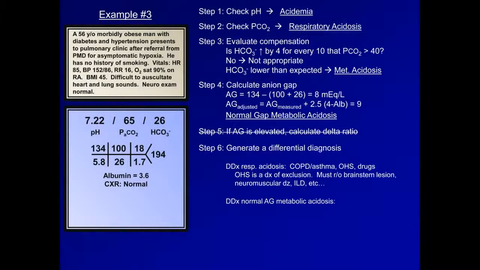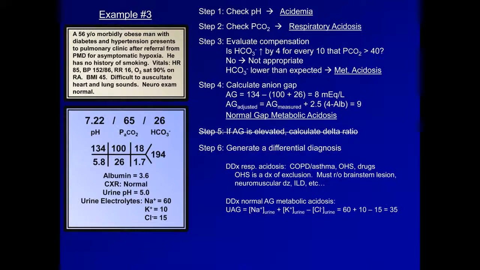Returning to the patient, we see that the potassium is a little high at 5.8. We check the urine pH and see it is 5.0. Next is the urine anion gap, which is calculated as urine sodium plus urine potassium minus urine chloride. So let's check those and plug them into the equation. 60 plus 10 minus 15 is 35 milliequivalents per liter, which is above the cutoff value of 20. Therefore, we would label this urine anion gap as elevated.